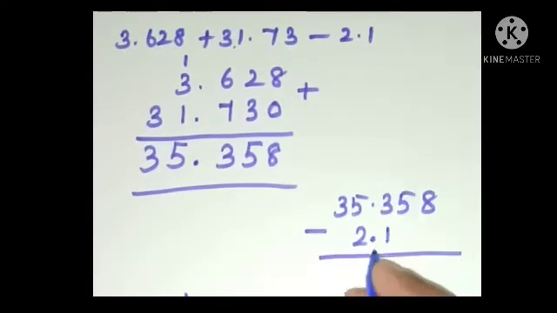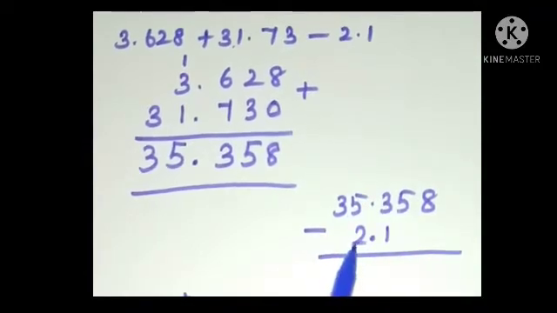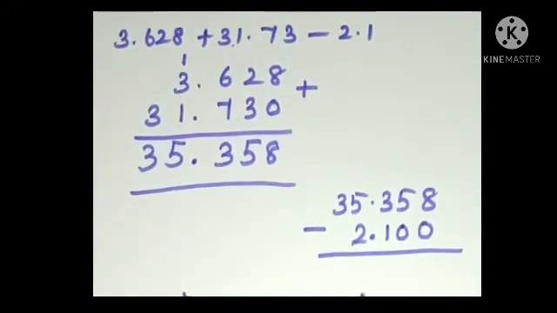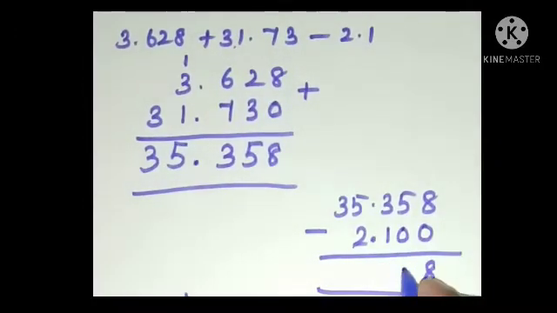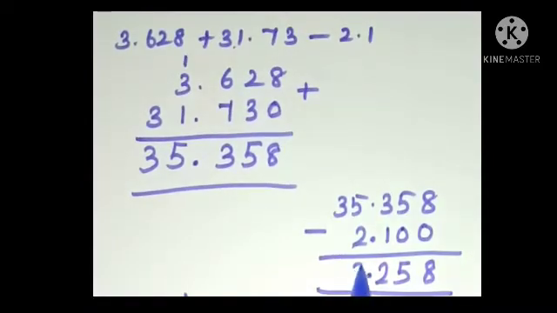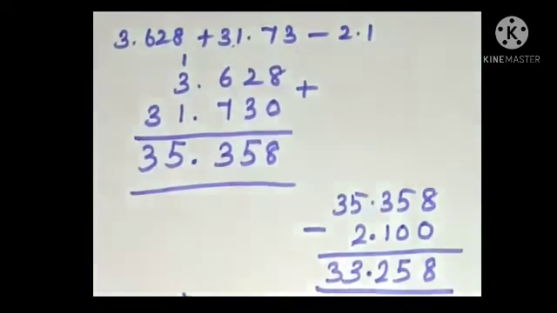35.358. And in the second decimal number, we should write the whole part 2 before the decimal point, and after the decimal point, only 1 digit is there. So there is no 100th place or 1000th place, so put 0 for our convenience. And now subtract. 8 minus 0, 8. 5 minus 0, 5. 3 minus 1, 2. Put the decimal point. 5 minus 2 is 3. And here there are no decimal places.